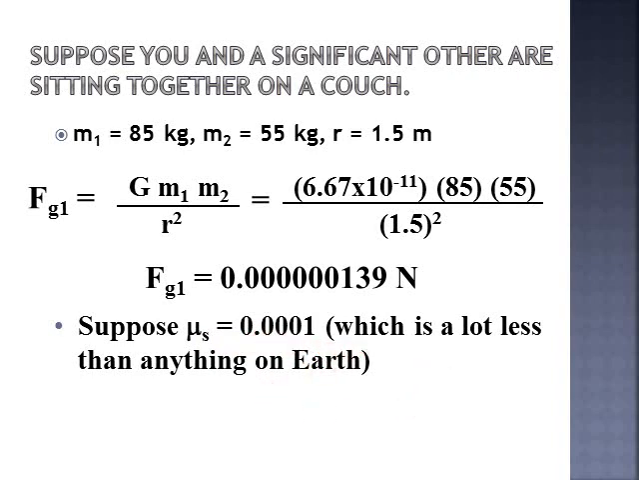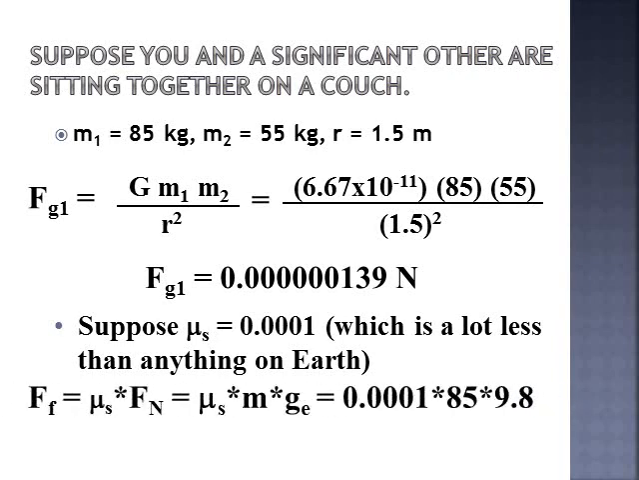So let's figure out how much force of friction can be applied. The maximum force of friction is equal to the coefficient of static friction times the normal force, and since you're dealing with a horizontal couch, the normal force is going to be equal to the force of gravity, which is mass times the acceleration due to gravity on Earth. Plug that in and multiply that out, and you get 0.0833 newtons, which is much, much, much greater than the force of gravity between you two. So obviously you're not going to be sliding, because there's no surface that's even that slick in the first place.